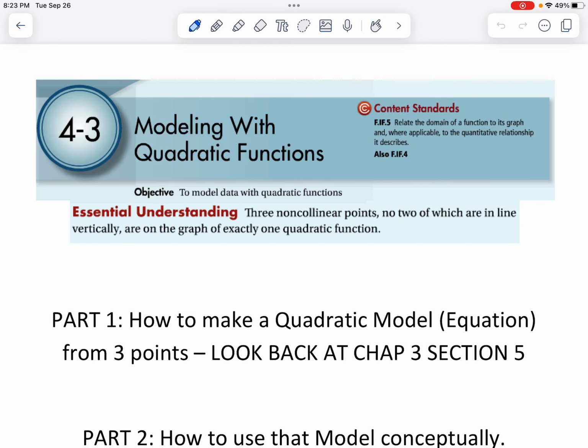We're in section 3 now, and we are going to model with quadratic functions. Now, modeling could be two things in my head. It could be a graph, or even better, it could be an equation.